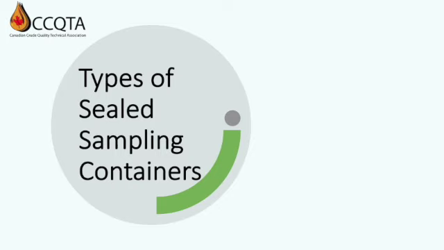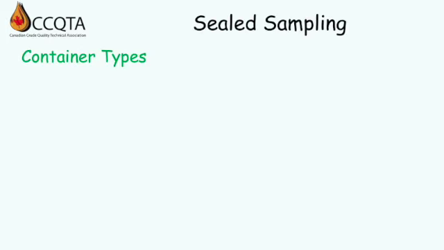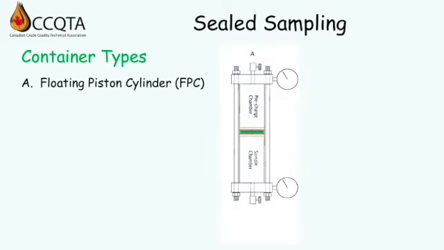Types of sealed sampling containers. These are the four most commonly used types of sealed sampling containers. The floating piston cylinder, or FPC, has a piston isolating the pre-charge chamber from the sample chamber. There are gauges on either end to monitor the pressure, and there's typically a fill gauge which is either magnetically or mechanically coupled to the piston to identify the fill level.